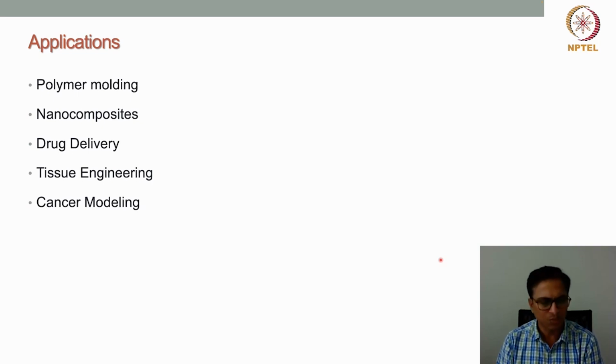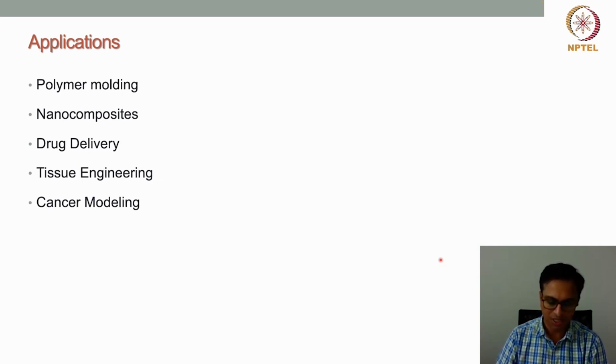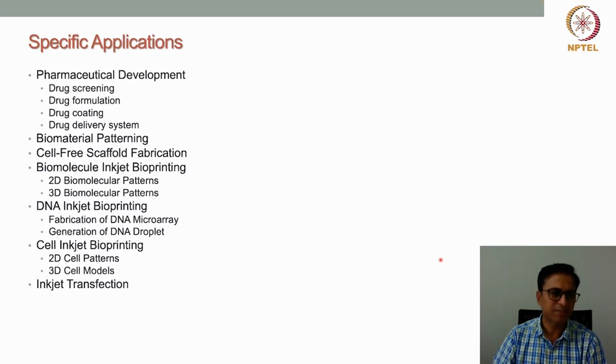And this is some recently developed, an upcoming area where various research groups are working on this cancer modeling. Now let us discuss specific applications of this technology.